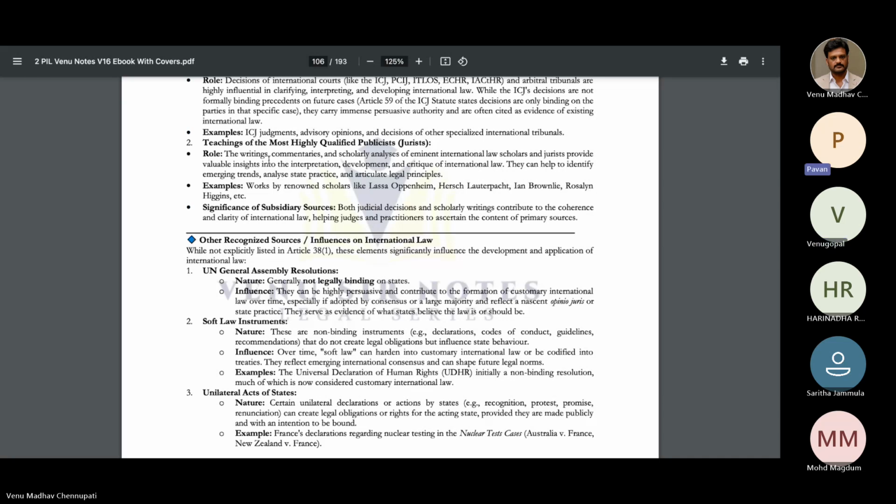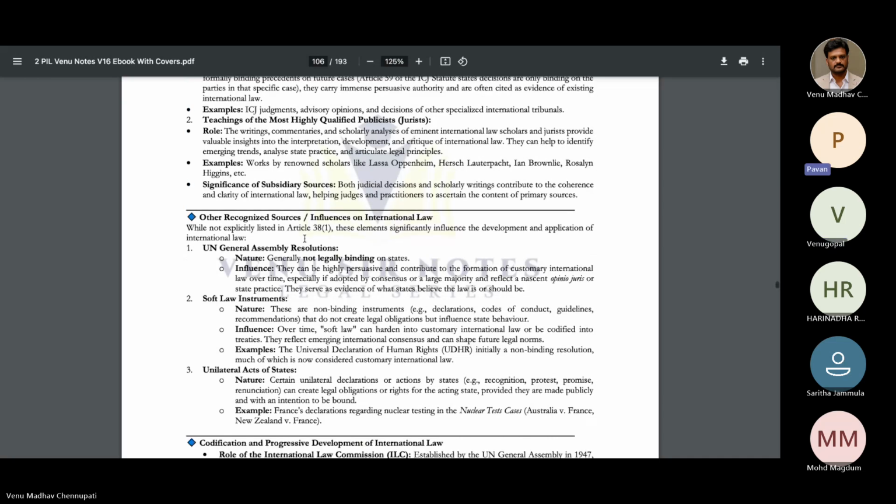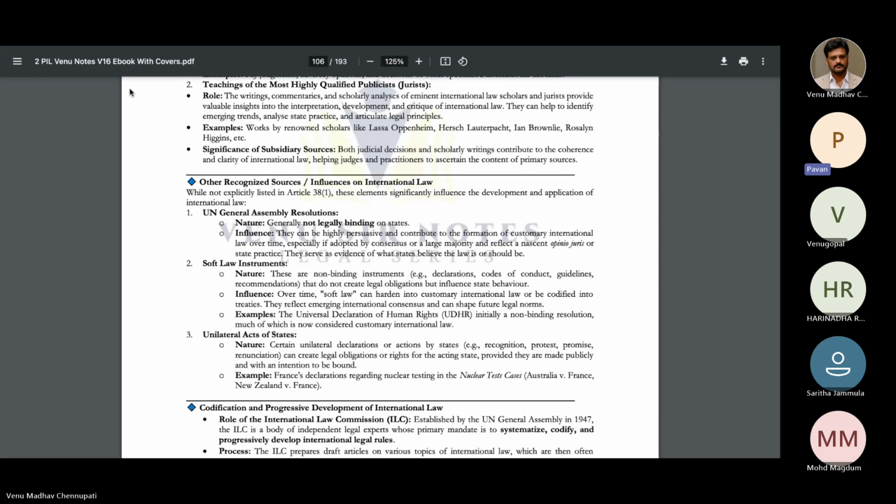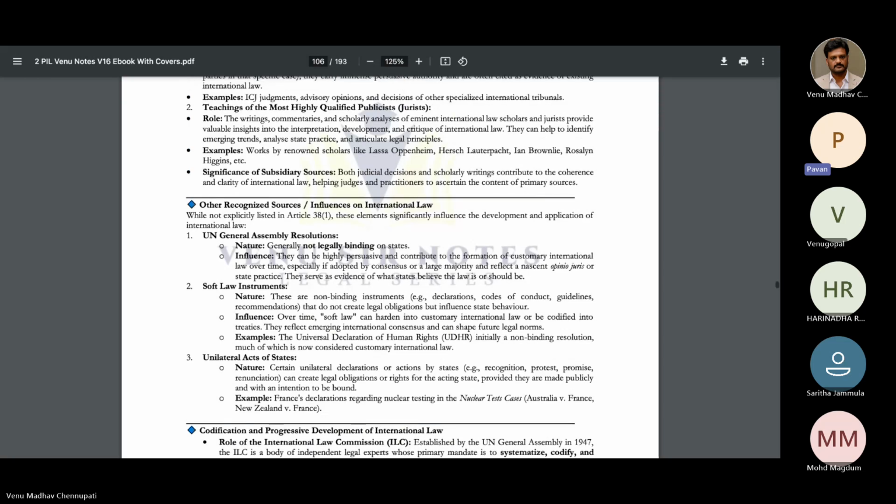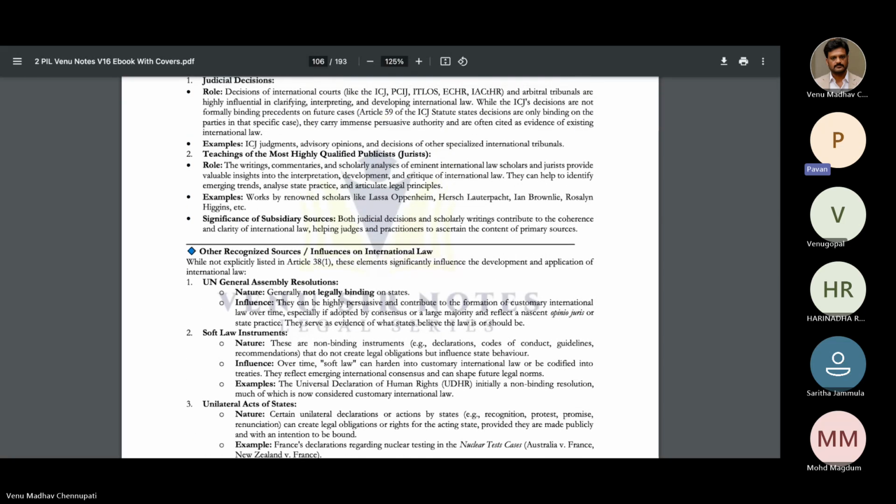They serve as evidence of what states believe the law is or should be. Soft law instruments, nature: these are non-binding instruments, declarations, codes of conduct, guidelines, and recommendations that do not create legal obligations but influence state behavior. Influence: over time, soft law can harden into customary international law or be codified into treaties. They reflect emerging international consensus and can shape future legal norms.